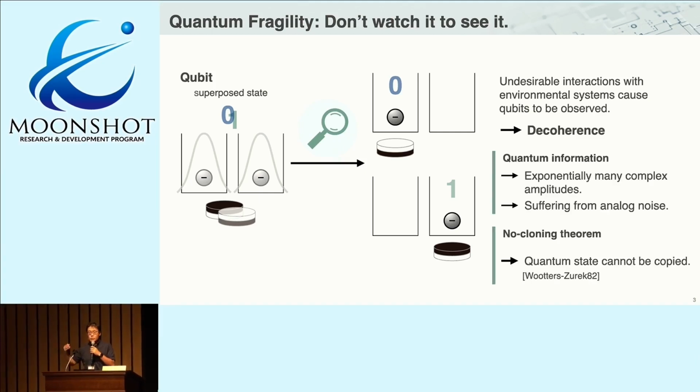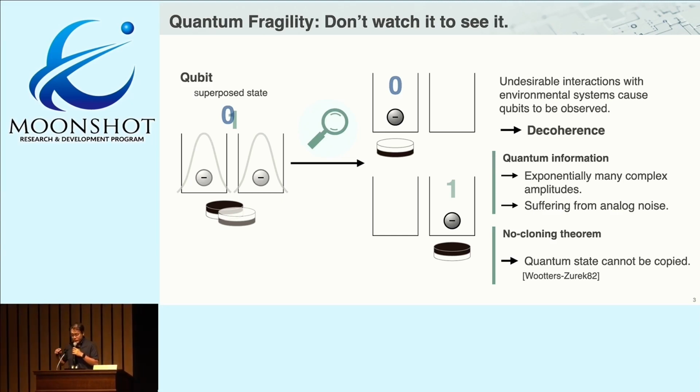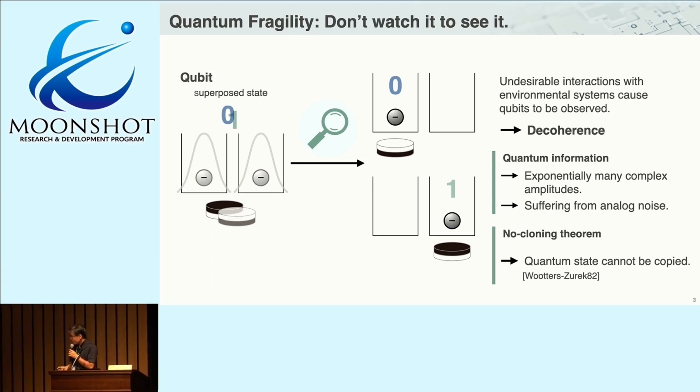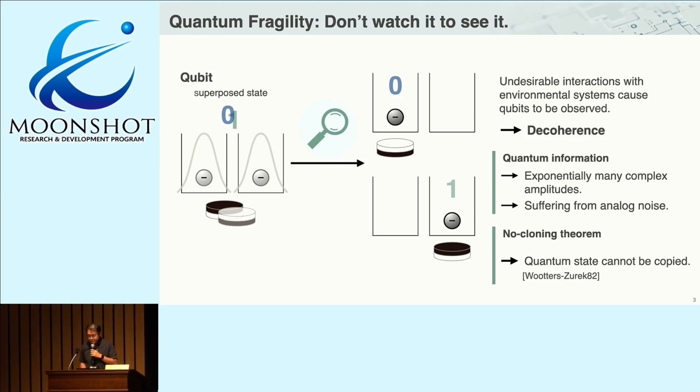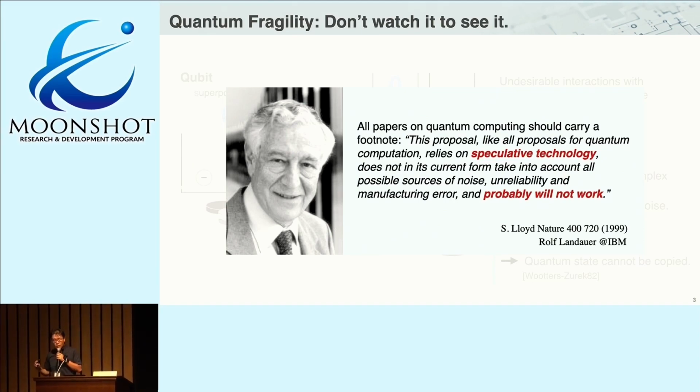And if the number of quantum bits is increased, the number of complex amplitudes, which describe the complex quantum state, increases exponentially. And these exponentially many amplitudes are suffering from analog noise. Also, unfortunately, in the quantum world, there is the no-cloning theorem, so an unknown quantum state cannot be copied. In that sense, in the early stage of quantum computing, the quantum computer was thought to be an analog computer, and protecting the quantum information against analog noise was thought to be difficult.